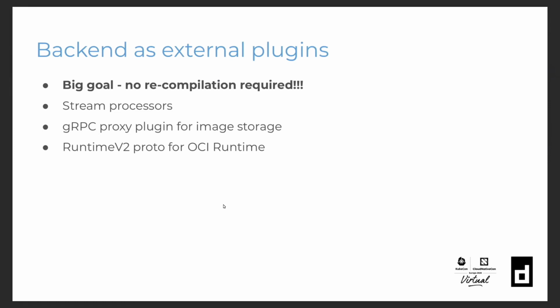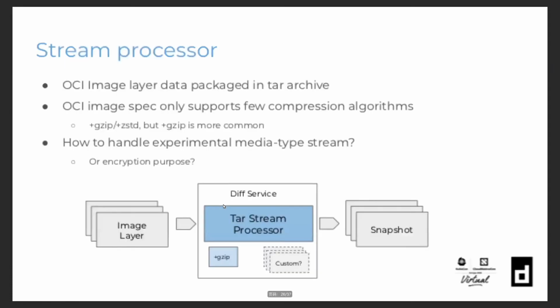There are three kinds of external plugins. One is the streaming processors. The second one is the gRPC proxy plugin. And the last one is the runtime V2 protocol. Let's go through them one by one.